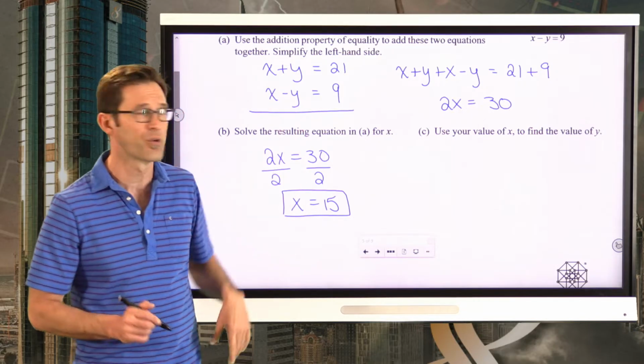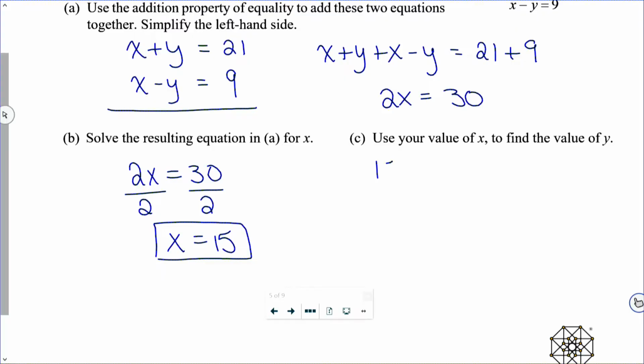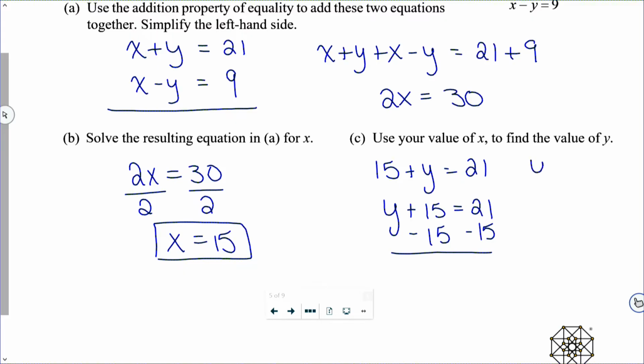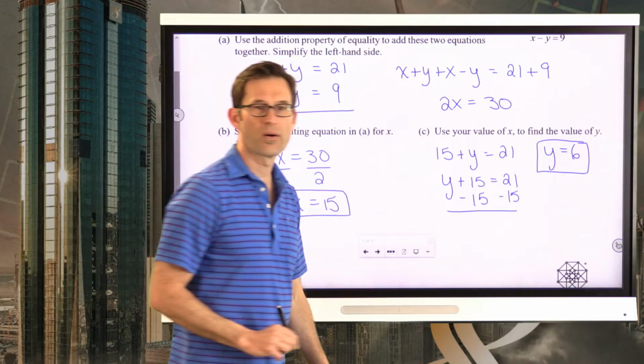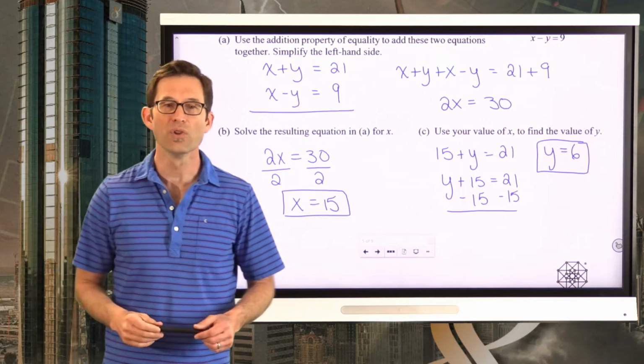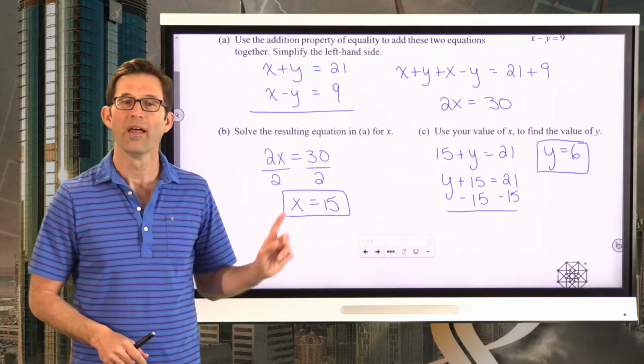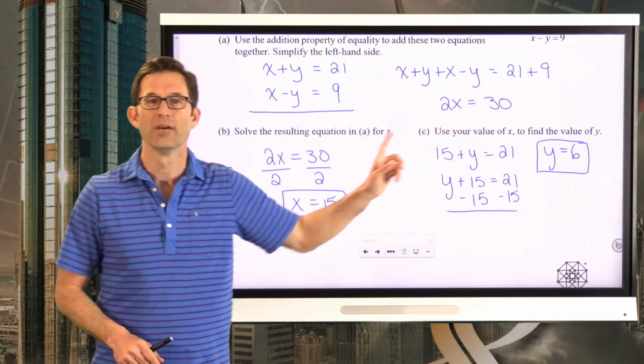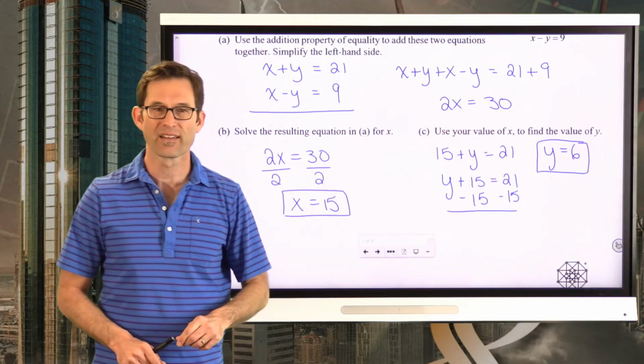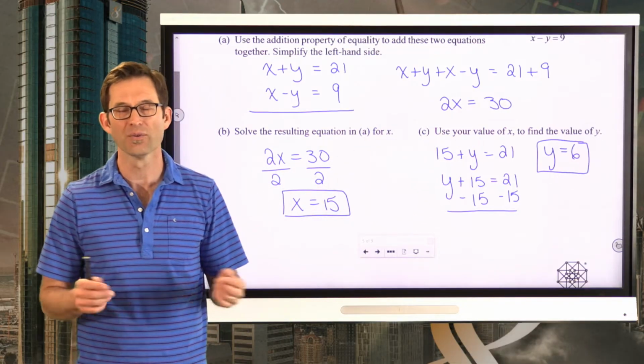I think I'll just use the first one, right? That's 15 plus y is equal to 21. If you need to rewrite that left-hand side using the commutative property of addition, you could, right? But either way, I can now subtract 15 and I can get y equals 6. Okay, and in fact, if you look back at exercise number 1, that was that solution that we had checked. X equals 15, y equals 6.